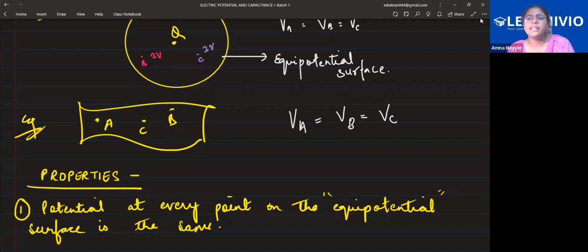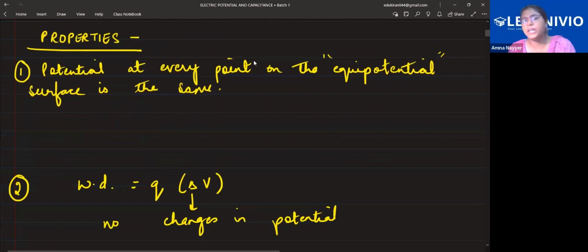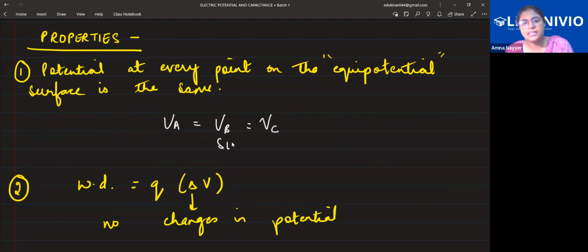Now, what are the properties of these equipotential surfaces? The first property is in the definition only: the potential at every point on the equipotential surface is the same. So VA is equal to VB is equal to VC. Then the surface is called equipotential.